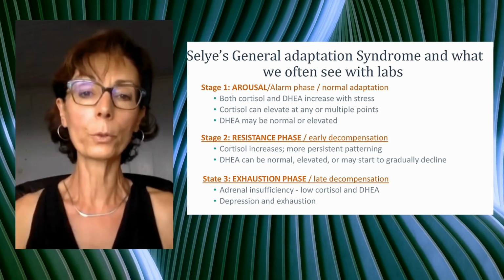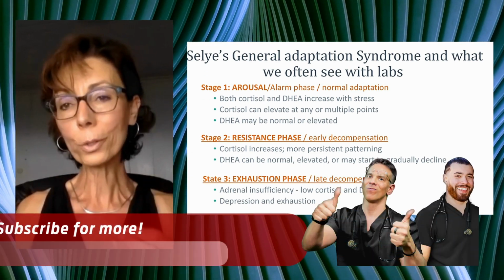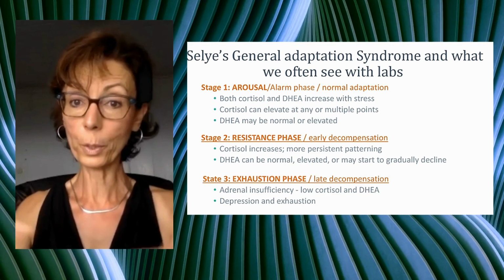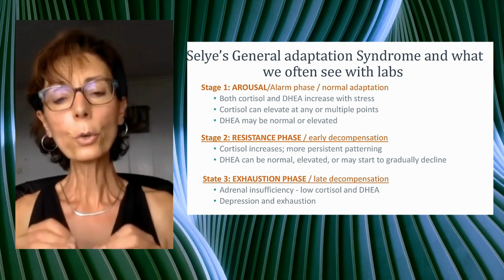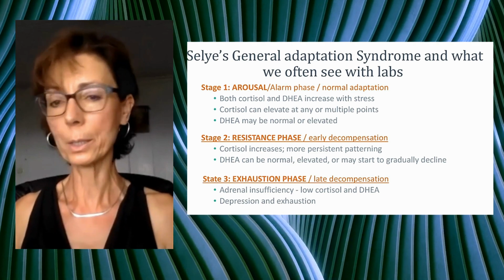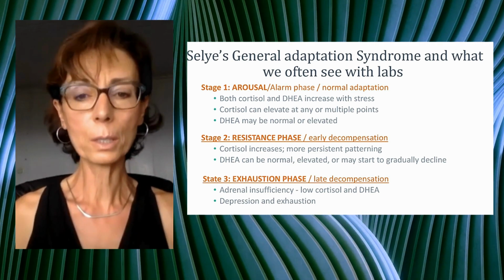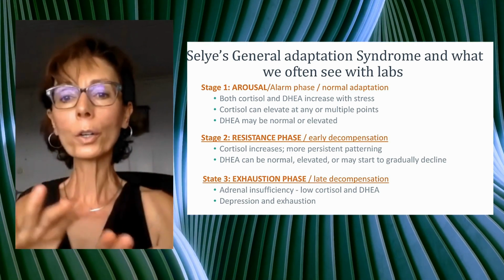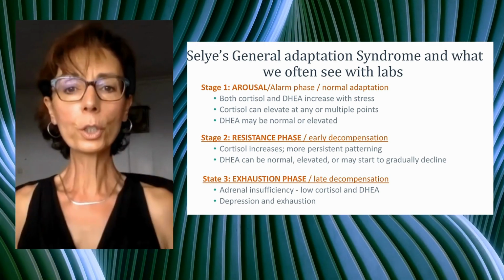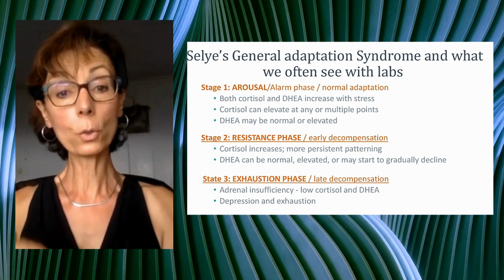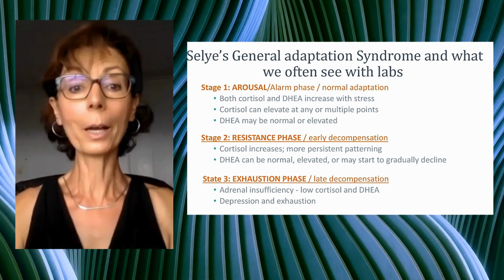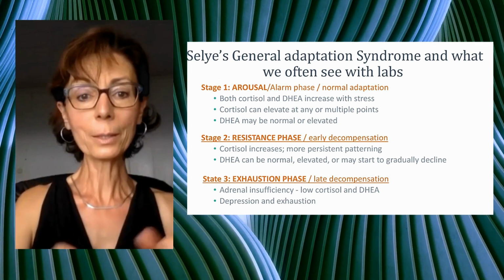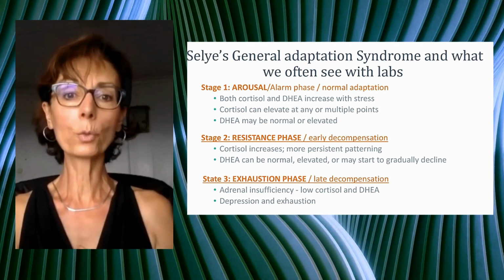So stage 1 is your arousal, your alarm phase. And that's where both cortisol and DHEA increase. And sometimes the cortisol could be high, but the DHEA may be normal. It all depends where you're catching the patient. In stage 2, think about it as you're losing resiliency, or as Hans Selye said, it's the resistance phase or the early decompensation. But to me, it's where we're no longer as resilient as we used to be. Think of it as we're losing our reserve, we're losing our resiliency. And in this case, cortisol still can be high, or is high, but the DHEA starts to decrease. And it may be low normal, but is decreased. And that's a main way to distinguish it from your stage 1.